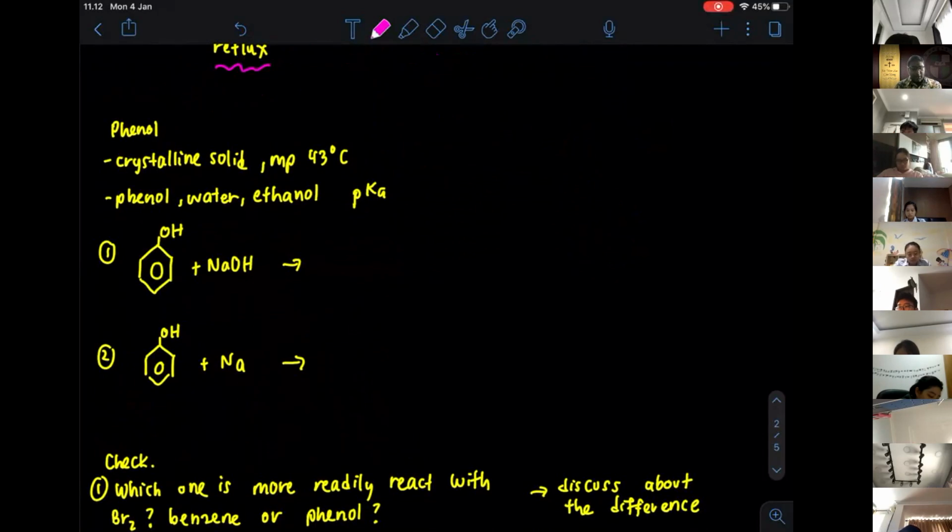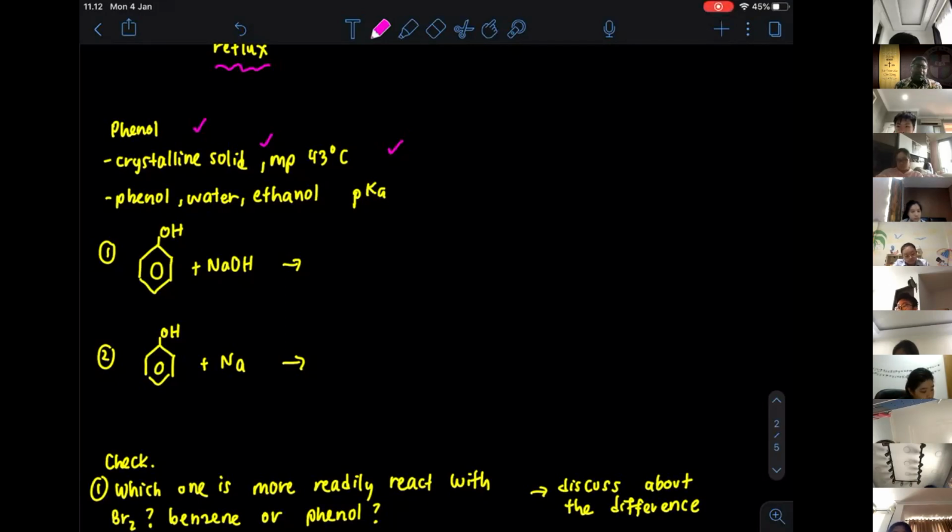Phenol is generally a crystalline solid. The melting point is 43 degrees Celsius. You can read more about why the melting point is higher, because it has hydrogen bonding. So the melting point is higher, 43 degrees Celsius, so it's going to be solid.